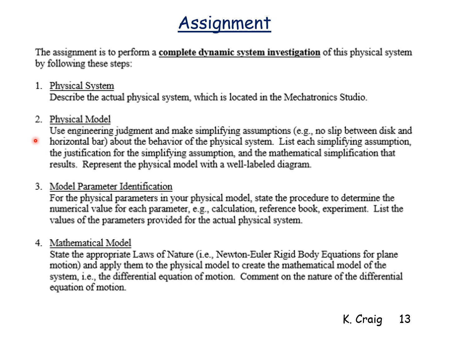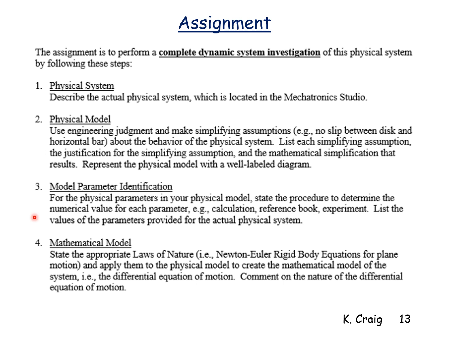Also, a well-labeled diagram. Diagrams without axes labeled, without annotation, without a title, without a description of what the diagram is for and what it shows. These diagrams are useless. Model parameter identification. For the physical parameters in your physical model, state the procedure to determine the numerical value for each parameter. Calculation, reference book, experiment. List the values of the parameters provided for the actual physical system.